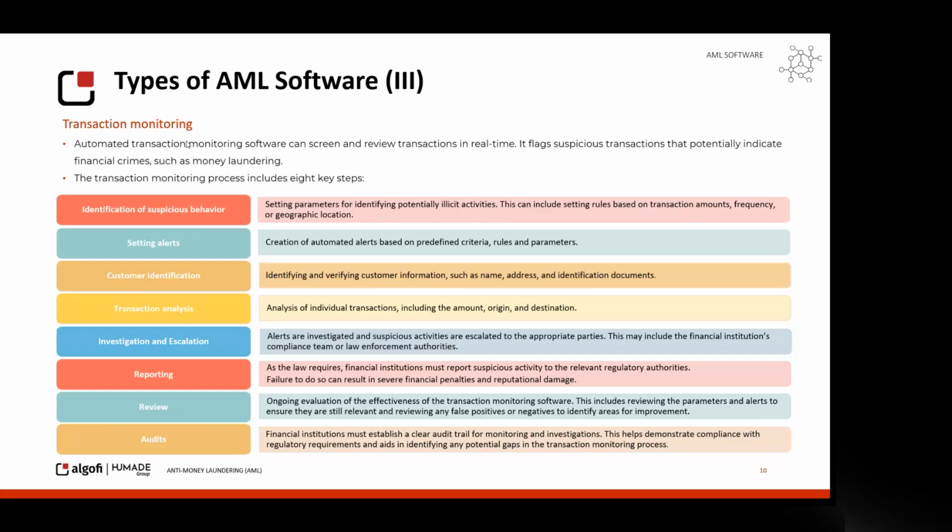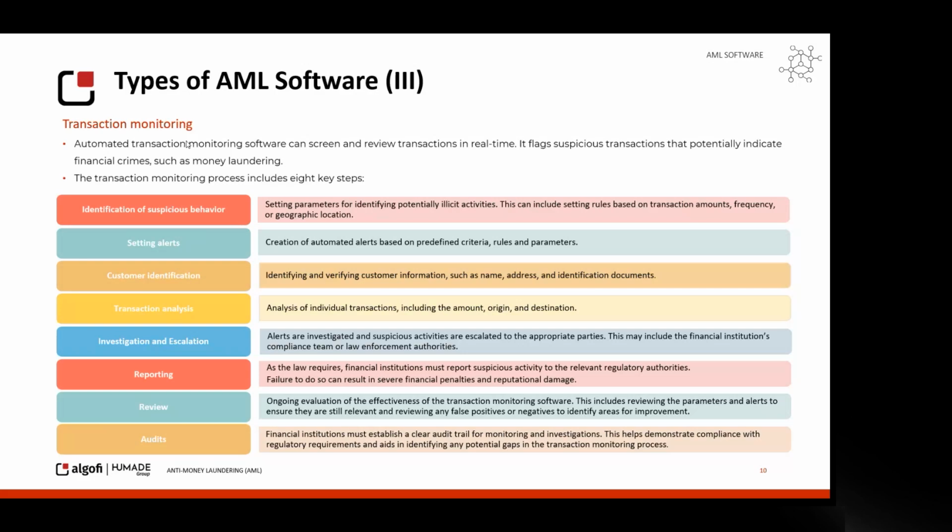The second step, setting alerts. Creation of automated alerts based on predefined criteria, rules, and parameters. Whenever a transaction is flagged as suspicious, it will generate an automated alert, which would need to be checked and verified by the users. Next step, customer identification. Identifying and verifying customer information such as name, address, and identification documents. Transaction analysis. Analysis of individual transactions, including the amount, origin, and destination.